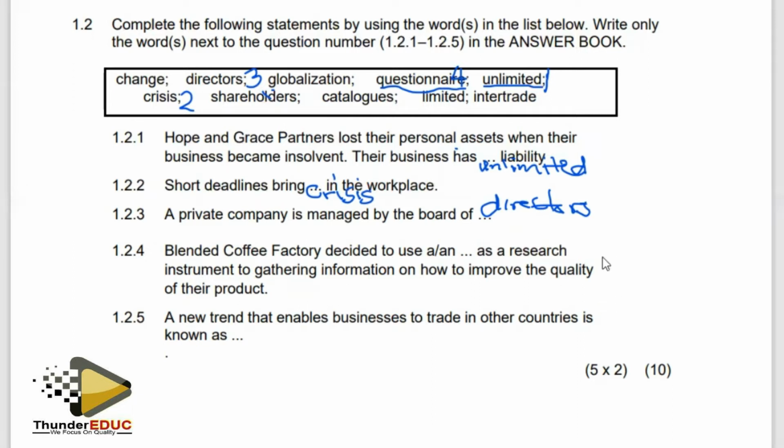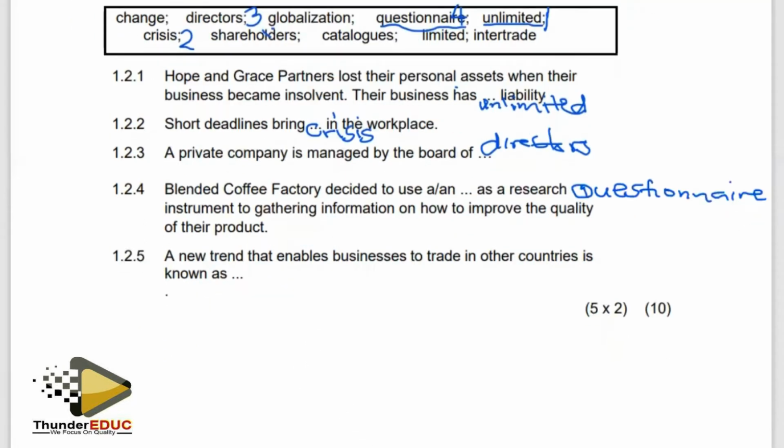So this is a questionnaire. Our answer is supposed to be a questionnaire. Such an instrument is called a questionnaire. Master the spelling. Yes. So we go to the next one.